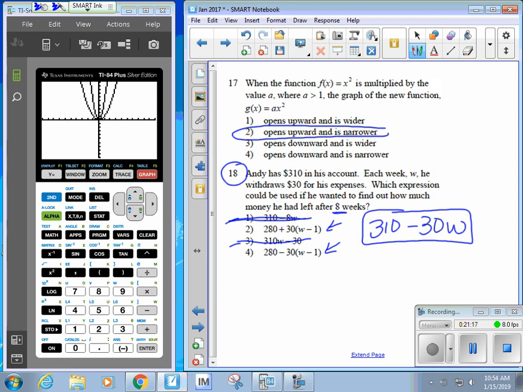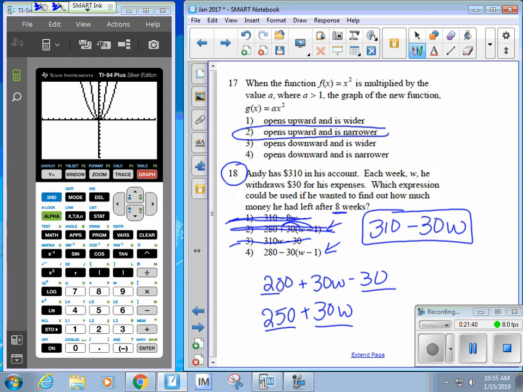Not hard, but tricky. So 280, if I distribute that, you're going to have plus 30W take away 30. And if I combine like terms on these two, 280 take away 30 is 250 plus 30W. That's saying he has $250 to start and he's adding $30 every week. That can't be right. So we're pretty sure it's choice 4, but let's just verify it for the heck of it.